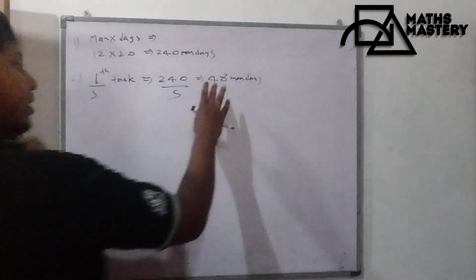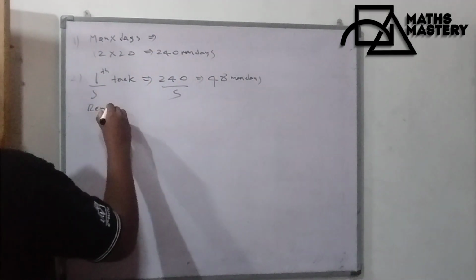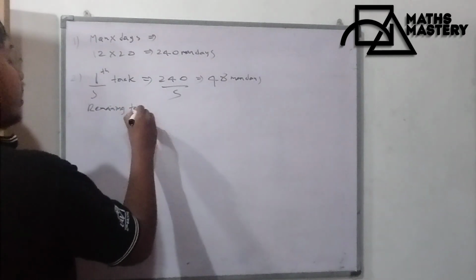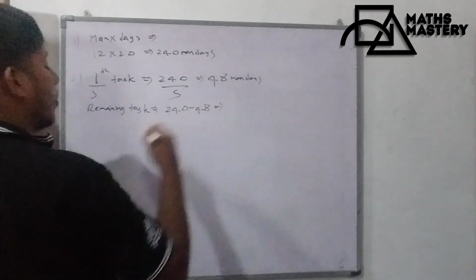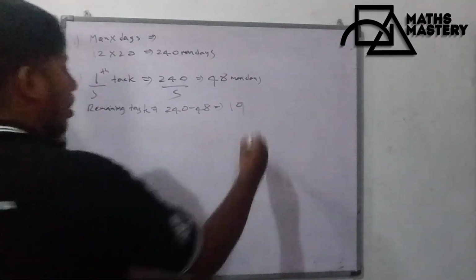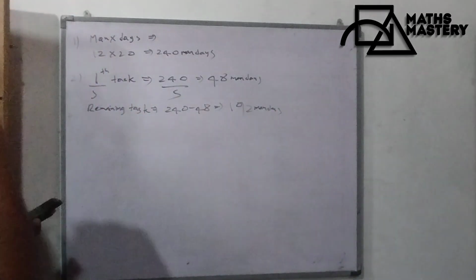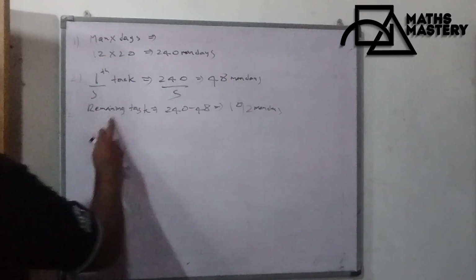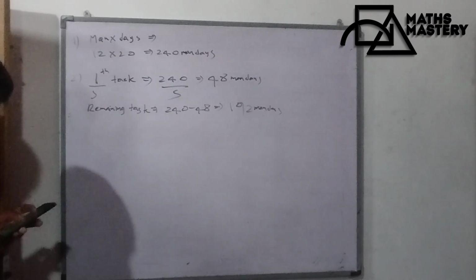But in the question, they are not asking this one. They are asking the remaining task. So to find the remaining task, you should subtract 48 from 240. If you subtract this, you'll get the answer 192 man days. So you'll get the answer, which was the remaining task. Okay, so let's go for the next question now.